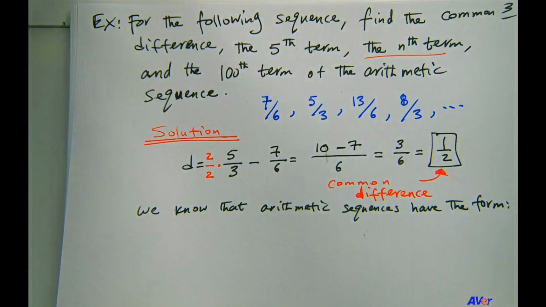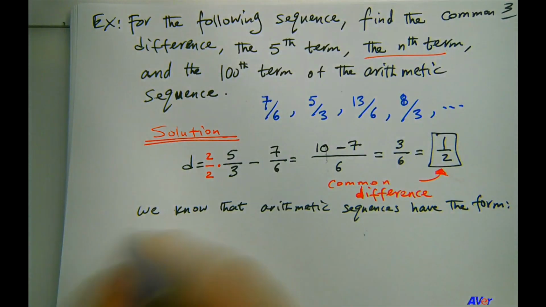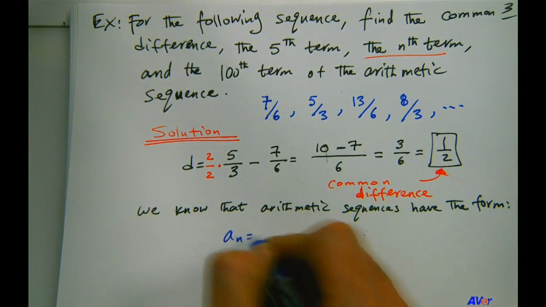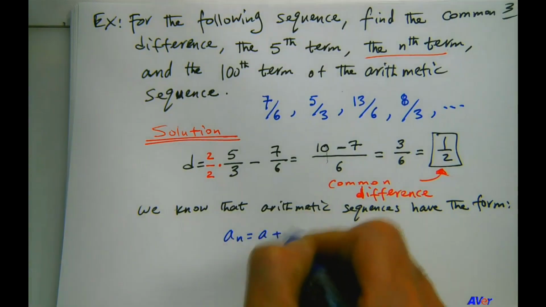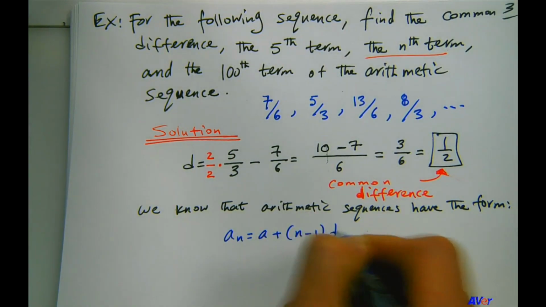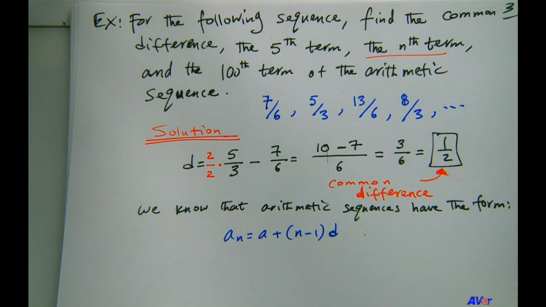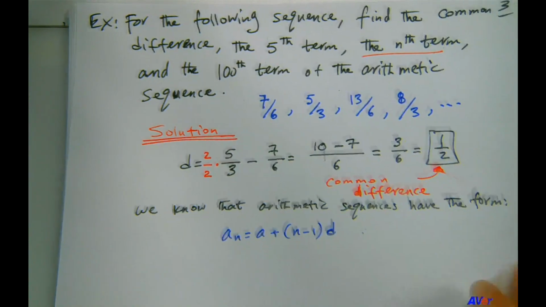So here, we know that the arithmetic sequence has this formula. Right? We know that. Now we want to find the fifth term.